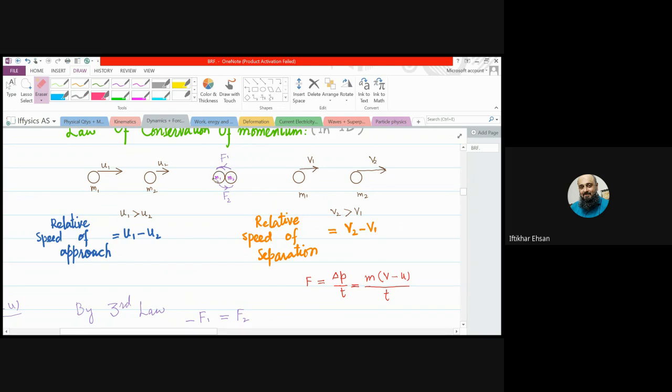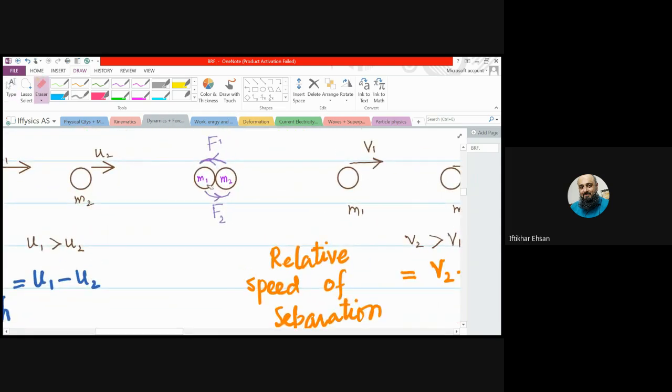Now, coming back to this, when these two objects collide with each other, they both apply force on each other. Let's say the force applied on M1 is F1, and the force applied on M2 by M1 is F2. We said whenever two objects collide, they both apply force on each other. We should not say that only the bat can hit the ball. The ball also hits the bat. And when we hit the football with our foot, the football also applies force on our foot, right?